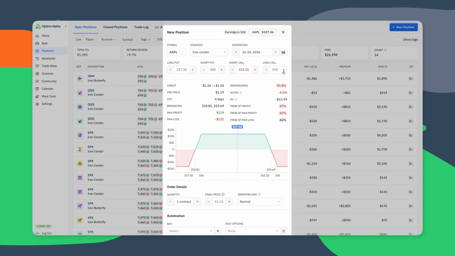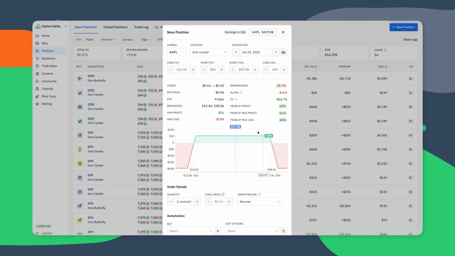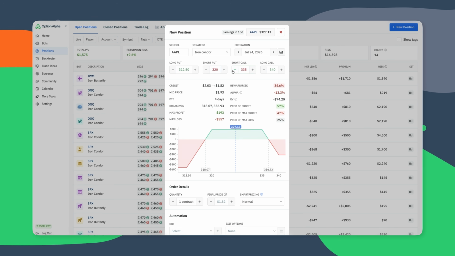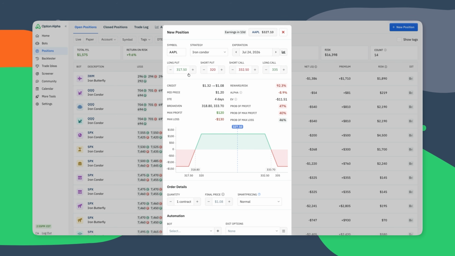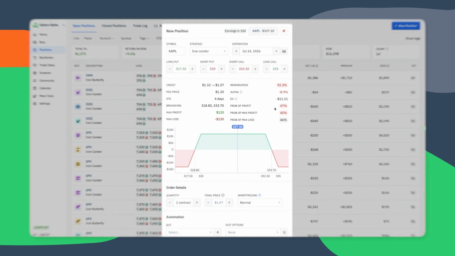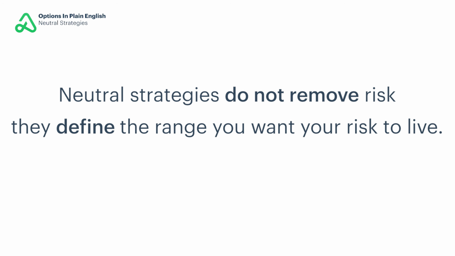Now, I can make that range wider or tighter. If I move my short strikes farther away, the probability may improve because price has more room to move, but I will collect less premium. If I move my strikes closer, I collect more premium, but you can see that the probability drops because price has less room before it reaches one of my short strikes. And that's the trade-off. Neutral strategies do not remove risk. They define the range where you want your risk to live.